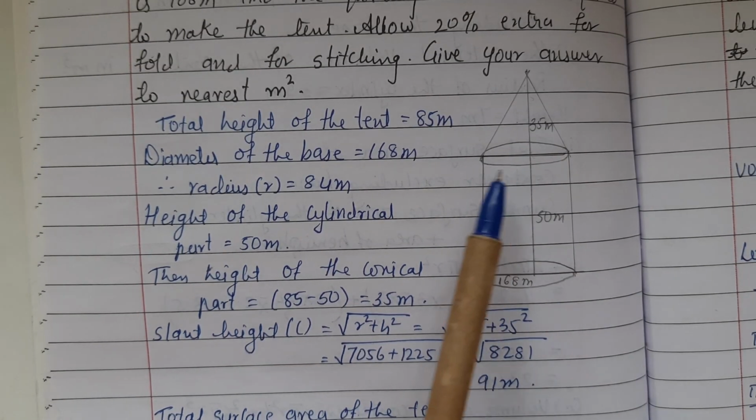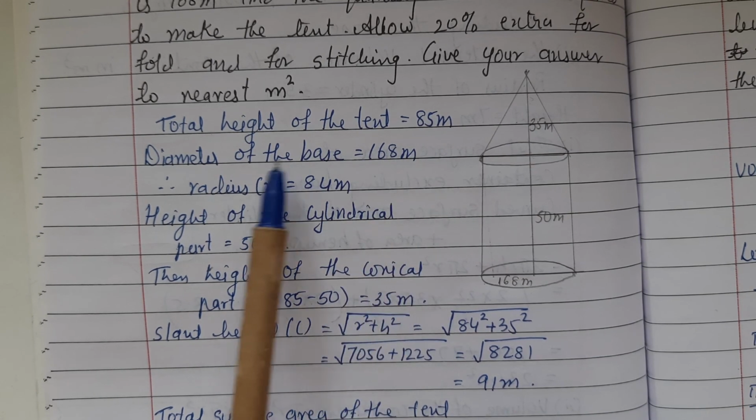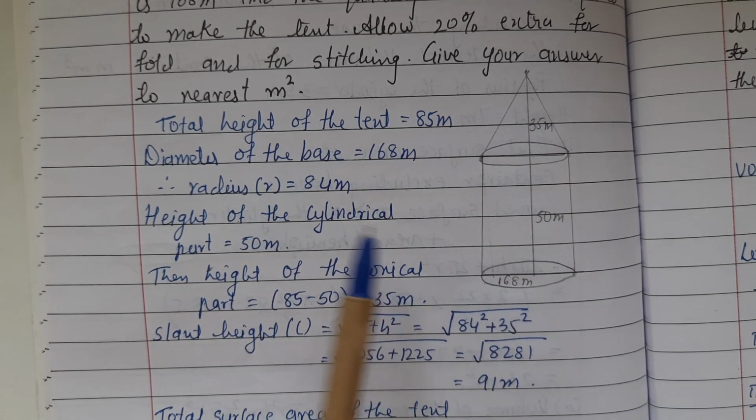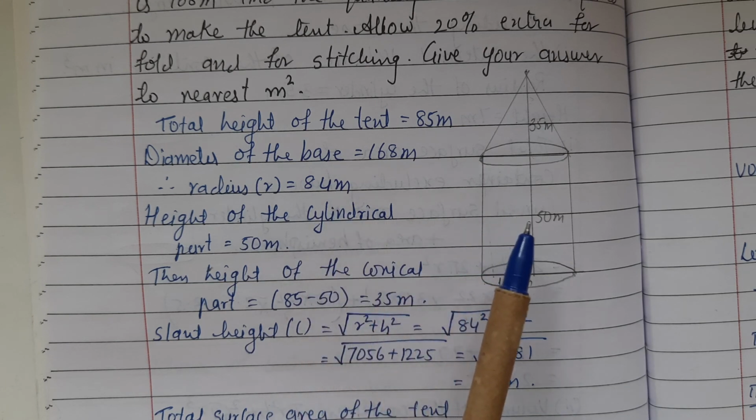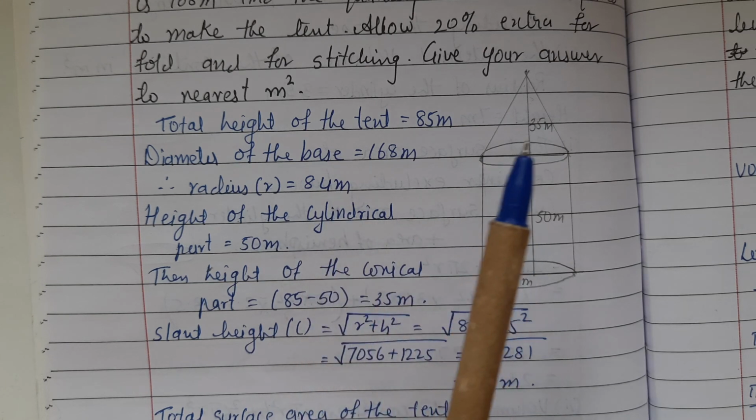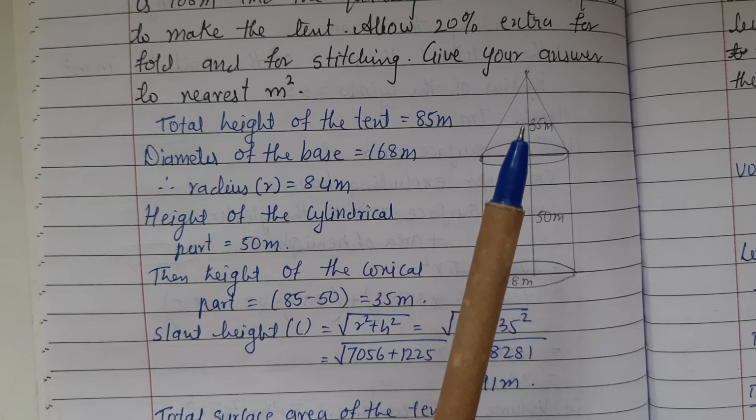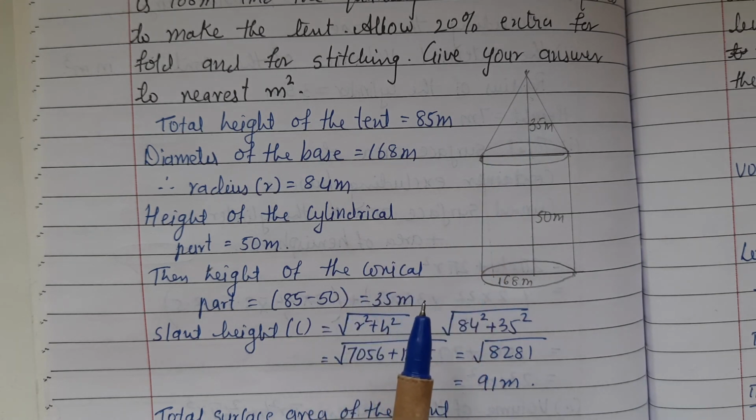Total height of the tent given is 85 meter. Diameter of the base 168 meter. Therefore radius 84 meter. Height of the cylindrical part is 50 meter. Therefore height of the conical part will be 85 minus 50 equal to 35 meter.